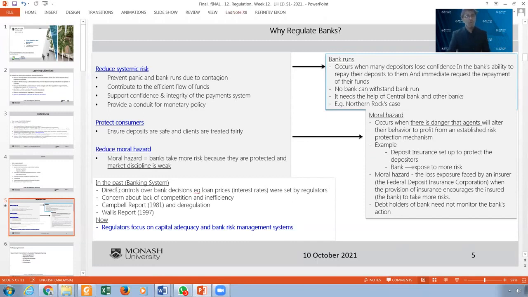Now, banking regulation has also been developed. In the past, it was for pricing and naming interest rates and all these issues.